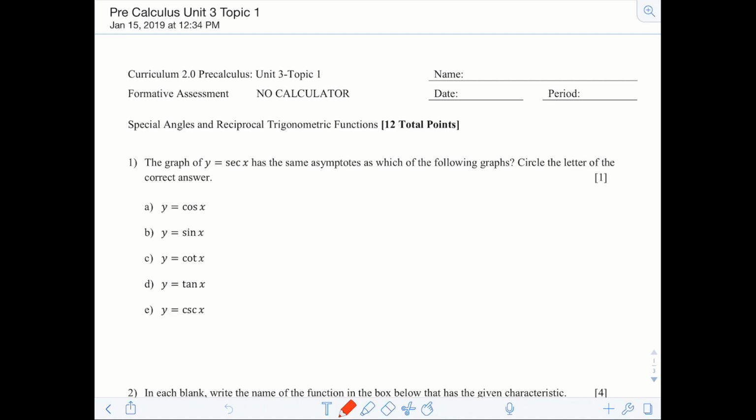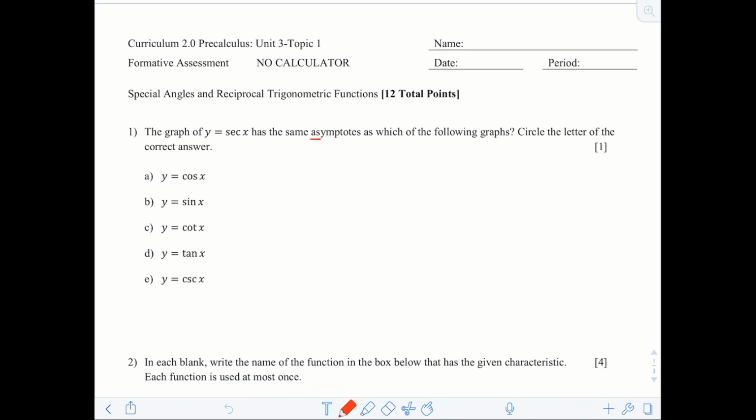It says the graph of y is equal to secant of x has the same asymptotes as which of the following graphs? Circle the letter of the correct answer. When we're talking about asymptotes, we're talking about which values it does not equal. So y is equal to secant of x. Secant of x is another way of saying 1 over cosine of x. So really what we're trying to say here is what values give us 1 over 0. Also think about when cosine is equal to 0. That would be x is equal to pi over 2 and 3 pi over 2.